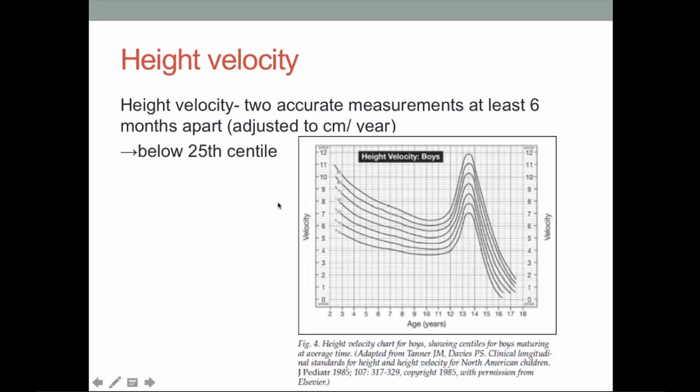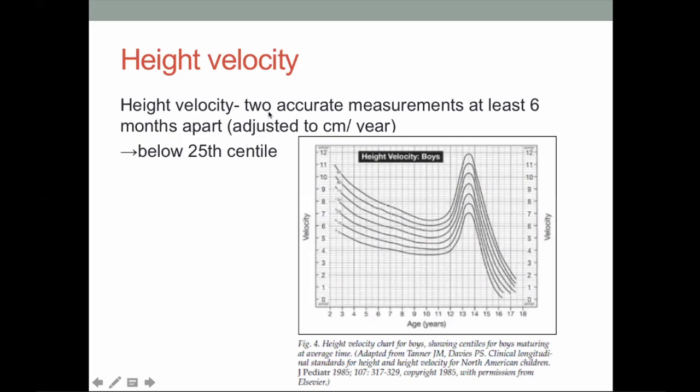So to be normal, this is a height velocity chart. I told you I only showed a simplified version. This is a height velocity chart for boys, which shows the 3rd, 10th, 25th, 50th centiles, right? Like that. So all the centiles. And to be normal, the height velocity actually has to be between the 25th to the 75th centiles. Right. So that's not that important for you all, but just to explain.